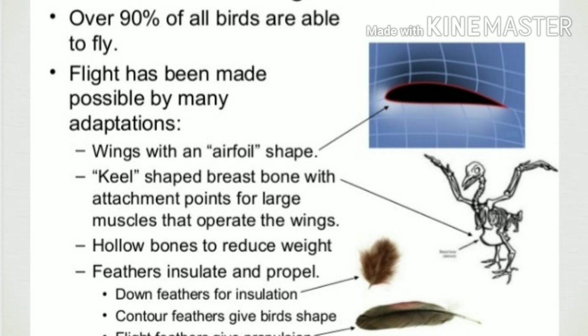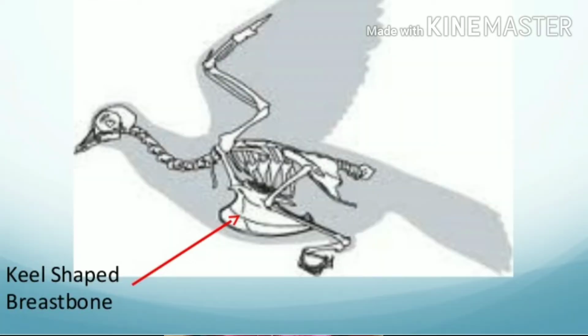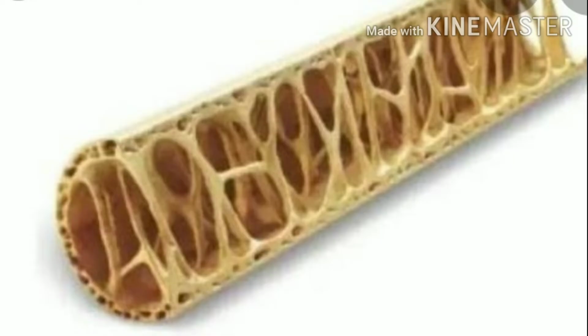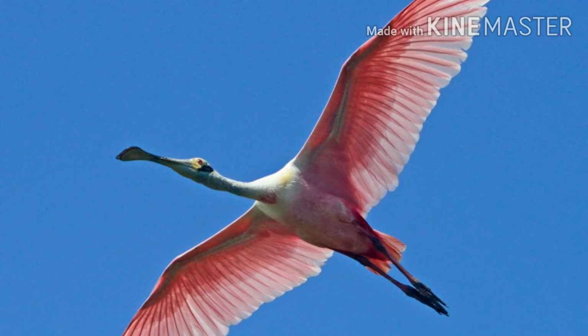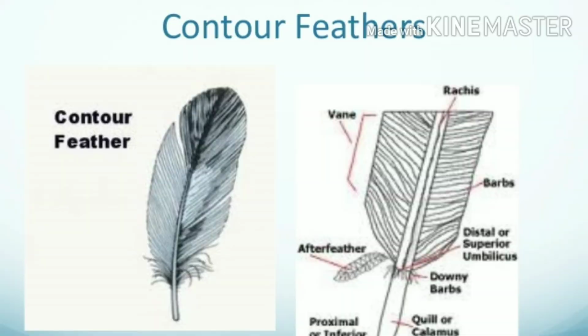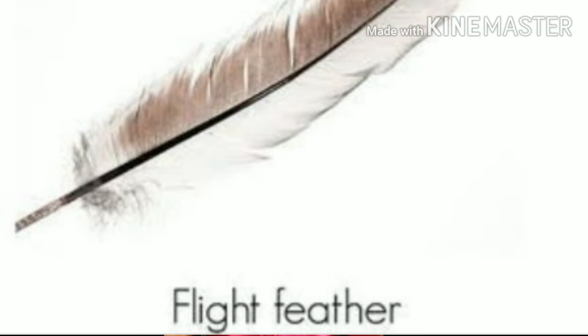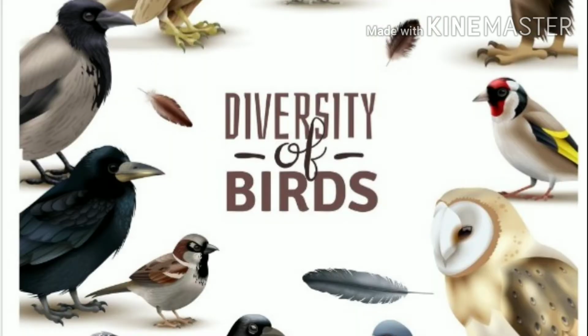Flight has been made possible by many adaptations like wings with an airfoil shape, a keel-shaped breastbone with attachment points for large muscles that operate the wings, hollow bones to reduce weight, and feathers that insulate and propel. Contour feathers give birds shape. Flight feathers give propulsion.